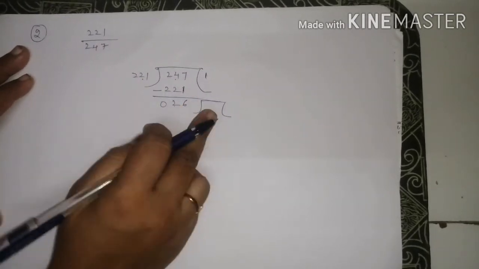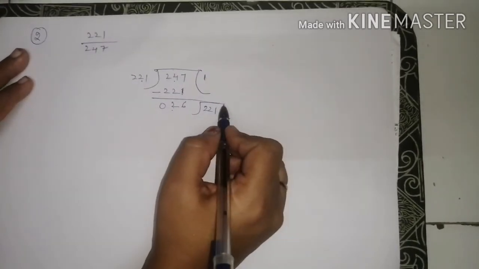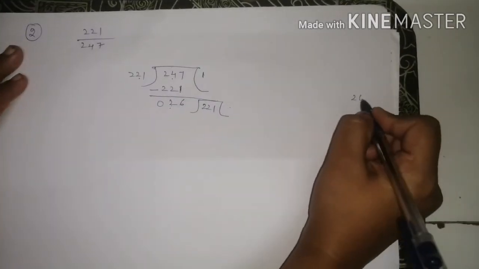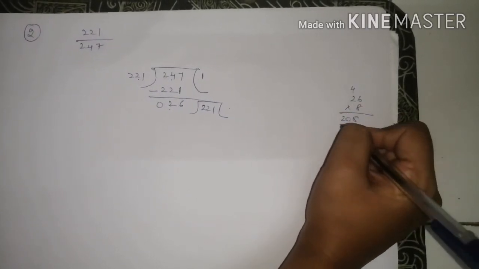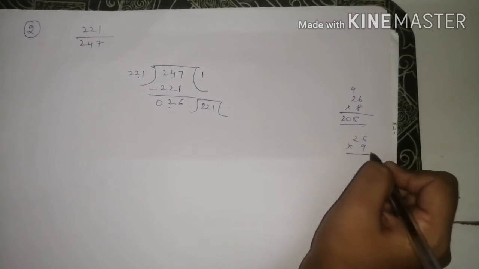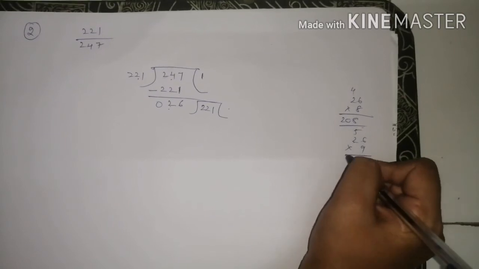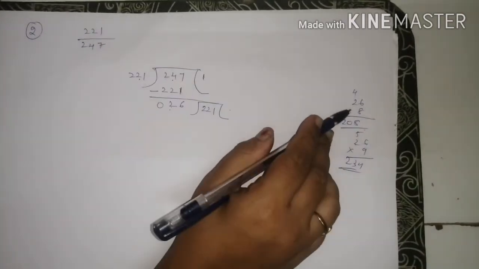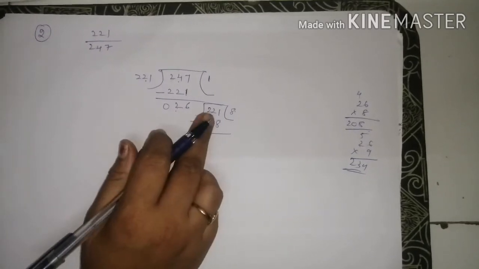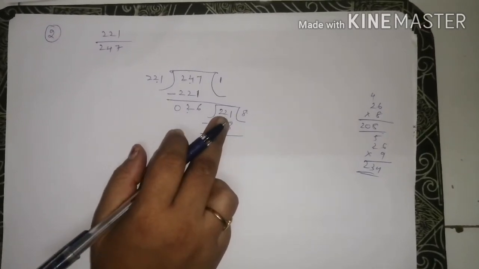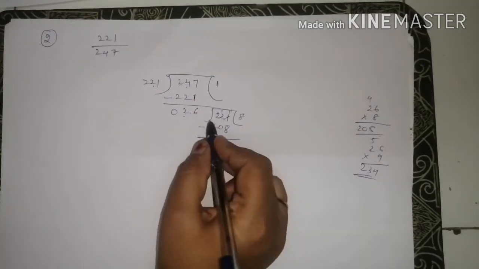Again you have to take this divisor 221. If you divide 221 by 26, the nearest will be 26 eights. 8 sixes are 48, 8 twos are 16, 16 and 4 is 20, so 208. 26 nines: 9 sixes are 54, 9 twos are 18, 18 and 5 is 23, so 234 will be more. So 26 eights is the nearest. If you subtract 208 from 221, you get 13.